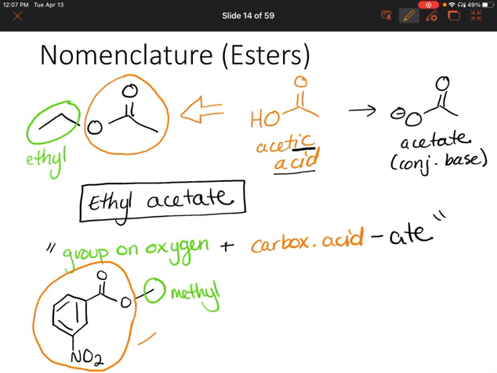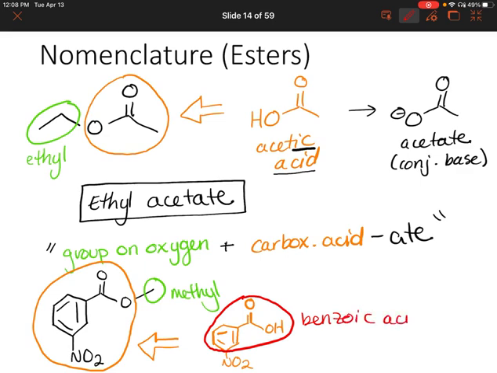So let's draw what we would have originally had when we had our carboxylic acid. Okay, so let's see, what would our parent be there? The parent group would be this benzoic acid, right? And then we have our nitro group, which is in the meta position. So that would be m-nitrobenzoic acid.